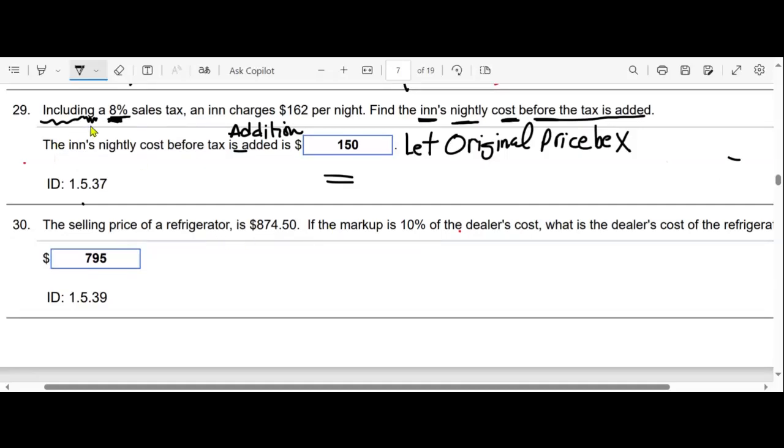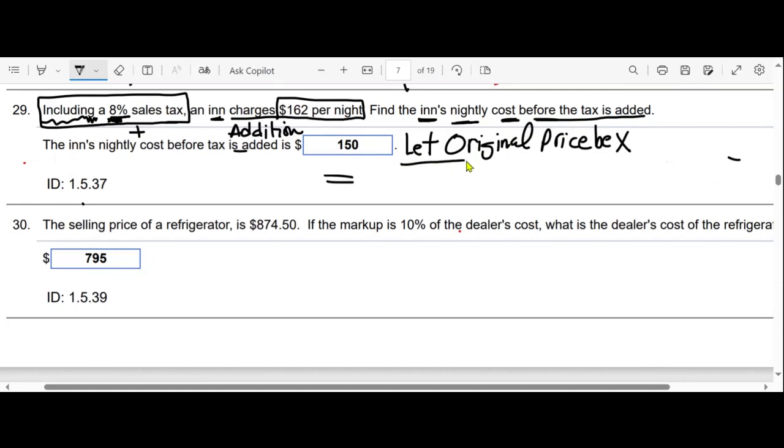So let's do this. Here we said including an 8% sales tax. It's not a discount, it's an addition. We are adding to the price, right? In charges, they charged him 162, including the sales tax. Find the nightly cost before the tax is added.